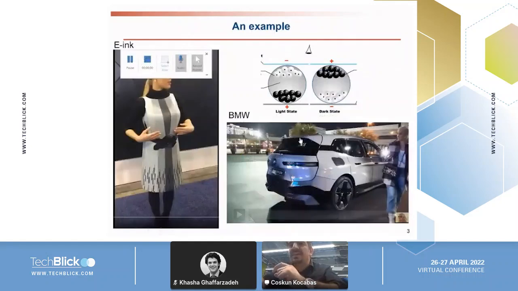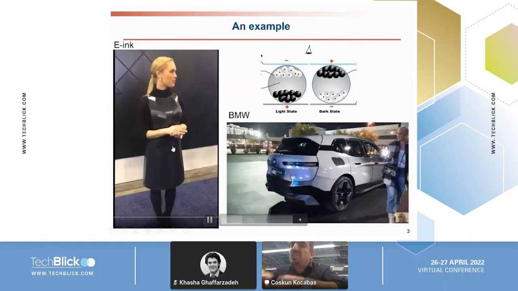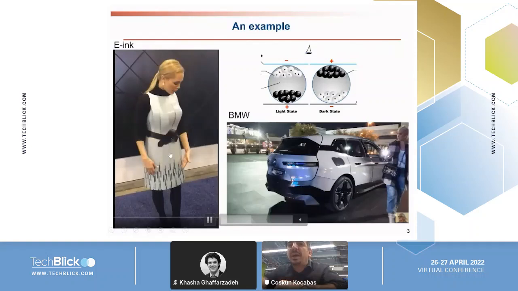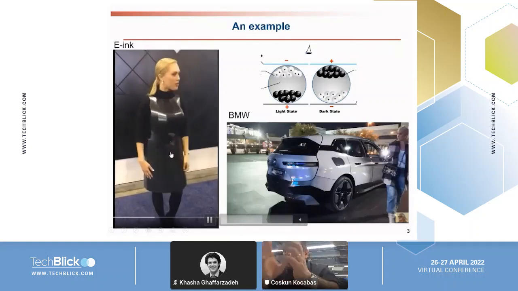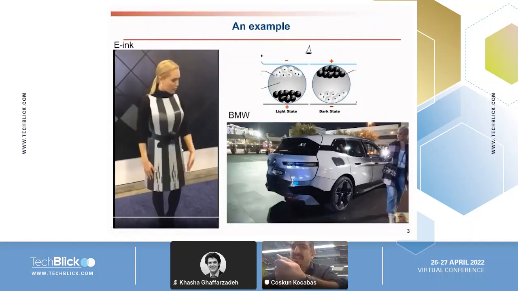I want to give you an example. E-ink technology has recently been implemented for different applications. For example, an electronic dress. You can see here, you can change the color of this dress by applying voltages and moving the pigments. You can immediately see this is not really comfortable. It's really like a display device converted into a dress.